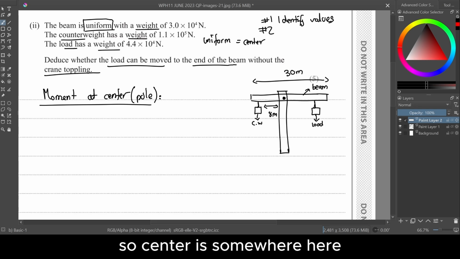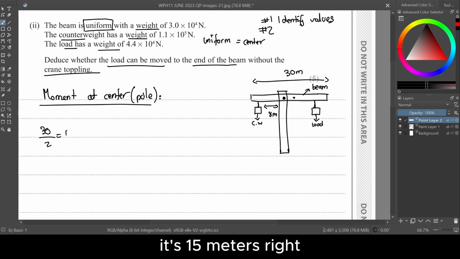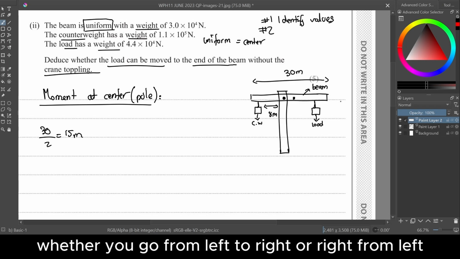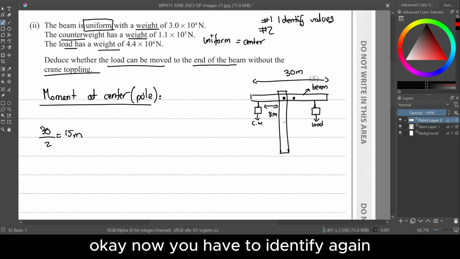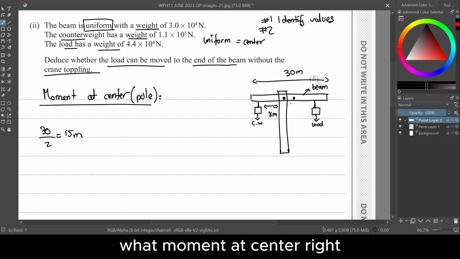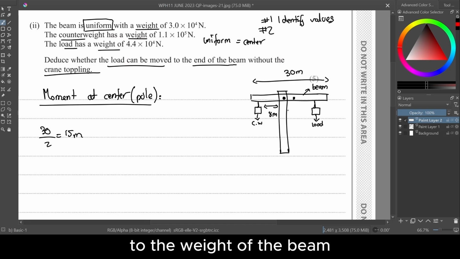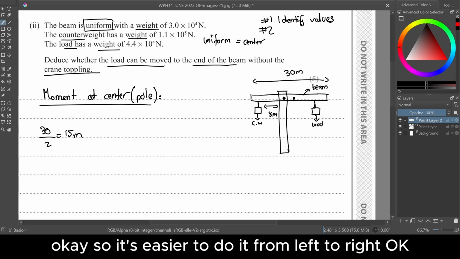Okay, so the center is somewhere here, because if you divide 30 by 2, it's 15 meters, whether you go from left to right or right to left. Now you have to identify what moment we are taking at the center, so we have to decide how much distance it is from the center to the weight of the beam. It's easier to do it from left to right.